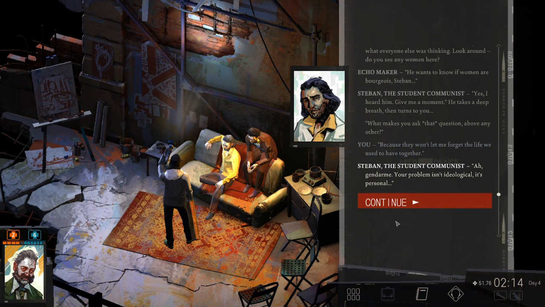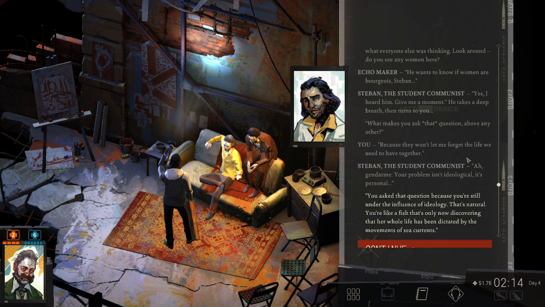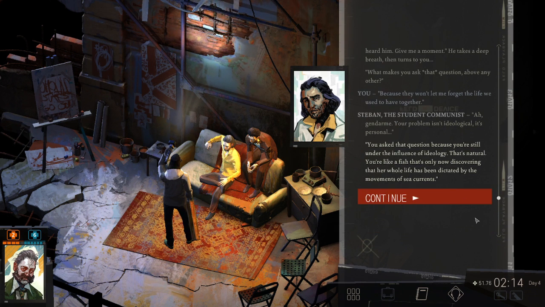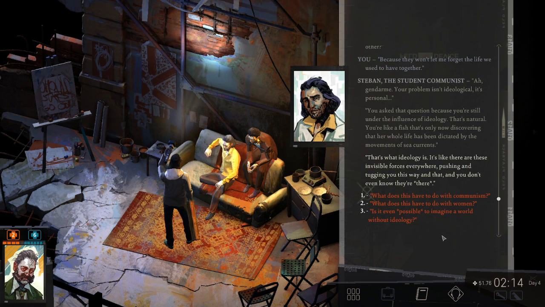Gendarme. Your problem isn't ideological, it's personal. You ask that question because you're still under the influence of ideology. That's natural. You're like a fish that's only now discovering that her whole life has been dictated by the movements of sea currents. That's what ideology is. It's like there are these invisible forces everywhere, pushing and tugging you this way and that, and you don't even know they're there. What does this have to do with communism?